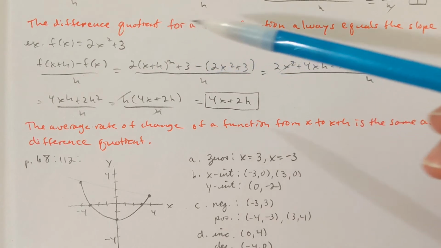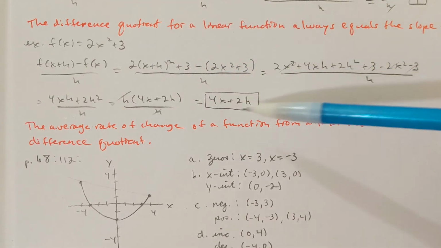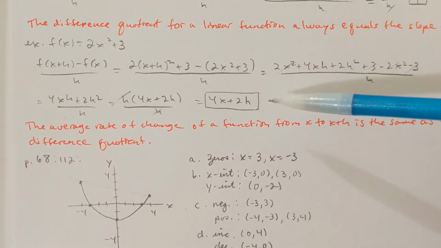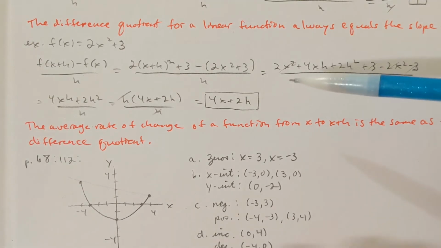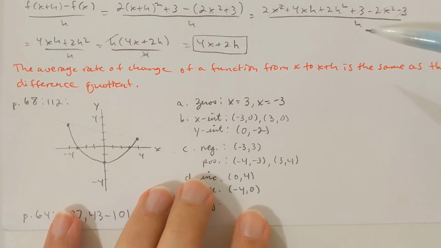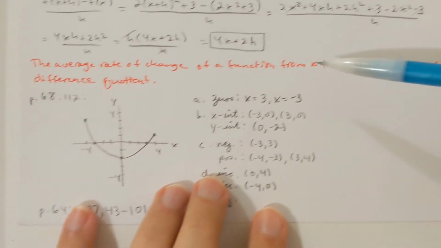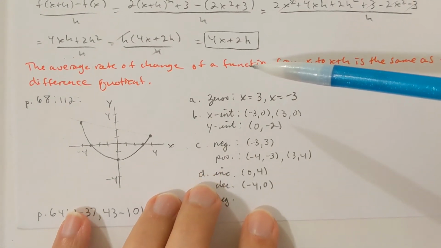Okay? So this is as far as I can go, 4x plus 2h. The average rate of change of a function from x to x plus h is the same as the difference quotient.